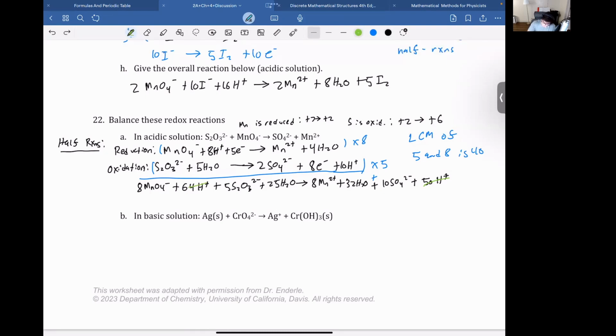Then we also have the waters. So the waters cancel out on the left. There's more on the right. That turns into 7. And then we go ahead and write our final simplified equation. Oops, and I forgot the hydrogens.